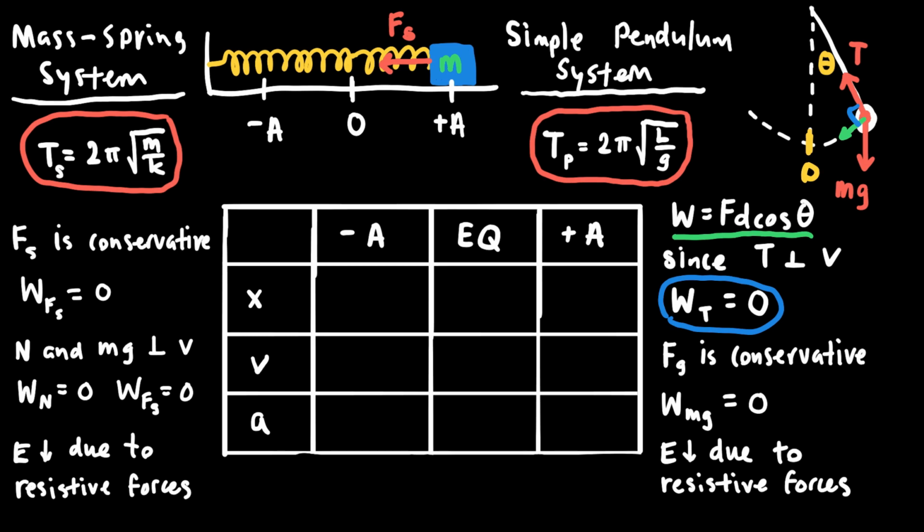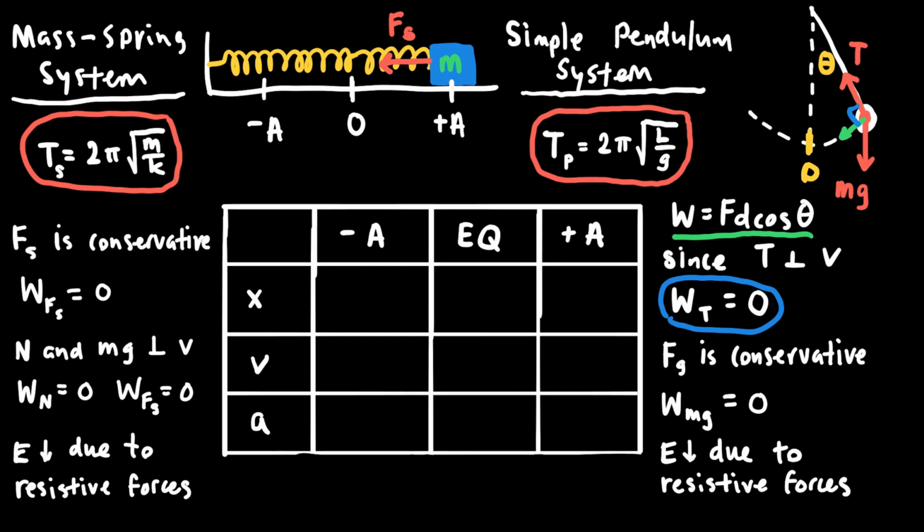Next, I want to talk about the gravitational force exerted on that pendulum. We know that the force of gravity is a conservative force. And if it's a conservative force, that means if I move from point A to point B back to point A, then the amount of work done by that conservative force should be equal to 0.